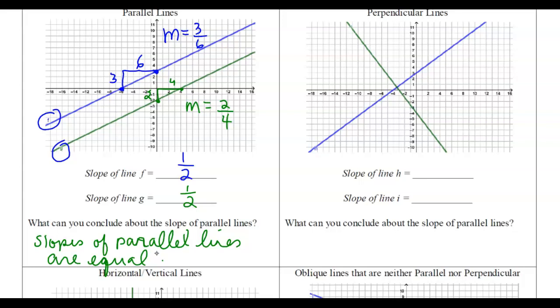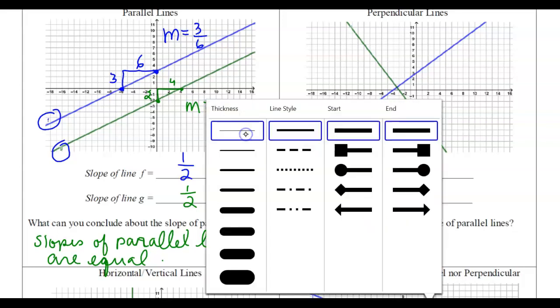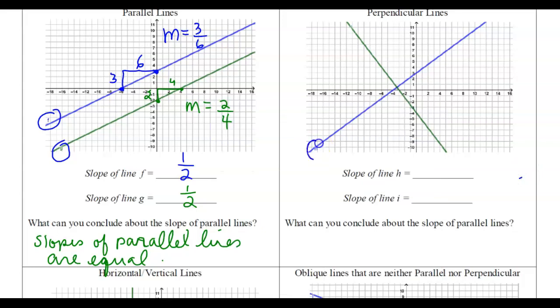Okay, perpendicular lines. Let's do this calculation. So let's do the H is the blue one. So again, I'll go from here to here. So up 3 to the right 4. Well, I'm not going to just randomly choose a number. You have to draw a triangle between 2 points. So count up.